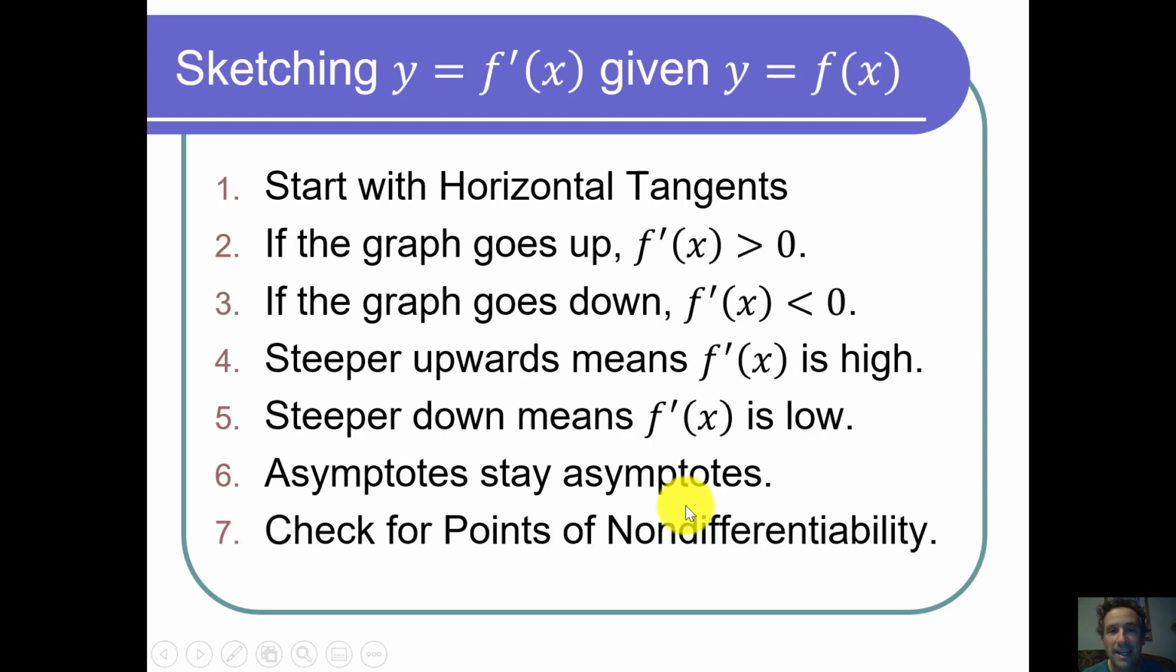And then finally, we're going to check for points where there is no derivative. And that's where things are going to jump. Maybe there'll be a hole, all kinds of things. And asymptotes also don't have derivatives. So that's going to be the plan. So now let's do an example.